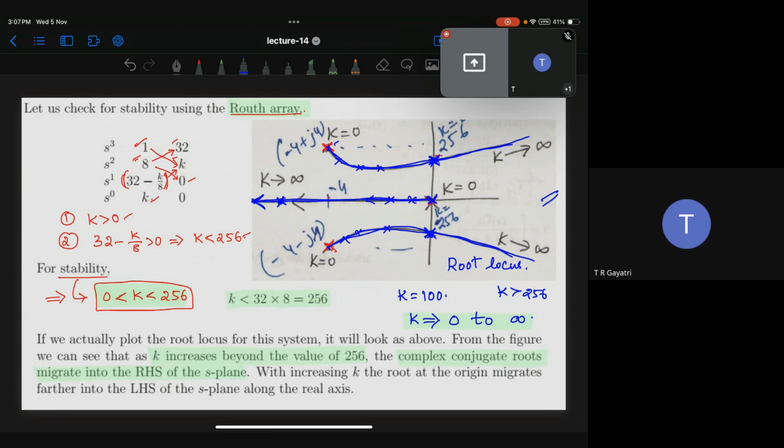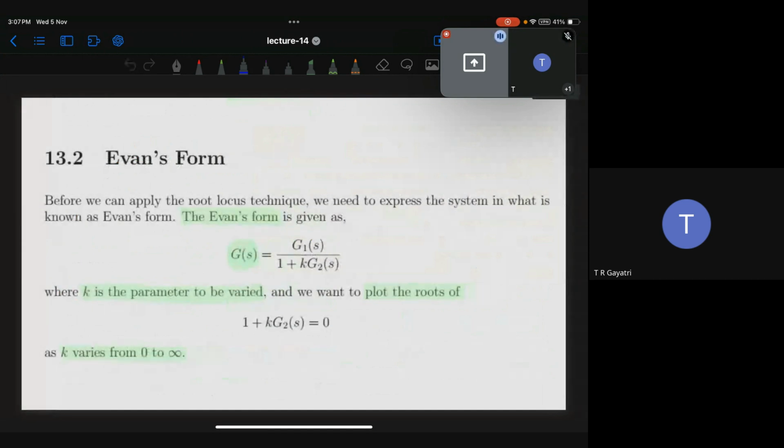Once you know this picture, you can do anything in the system. Here you can see the poles are crossing the jω axis at k equal to 256. So when you are dealing with real systems, you will not go up to 256 because at that point you are crossing into the unstable region. You will limit yourself to maybe k equal to 200 or k equal to 100. Clear? Okay, sir.